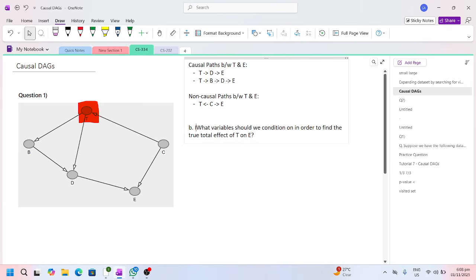So the question is, what variables should we condition on in order to determine, अब इसको हम erase कर देते हैं actually. What variables should we condition on in order to find the true total effect of T on E? So T का effect आपने find करना है on E. And you want to determine which variables to condition on. So I will quickly help you recall.